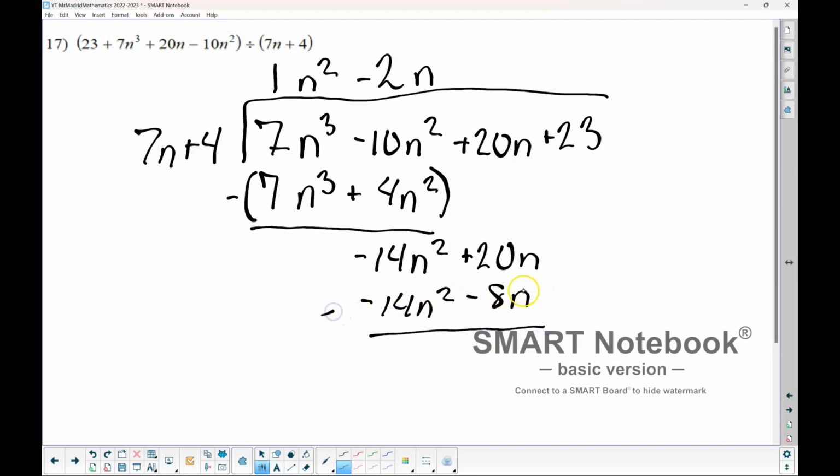And I have to subtract this whole thing. This cancels. This is 20 plus 8, so that's 28n. And I bring down this last one, 23. So the question is, how many times does 7n go into 28n? If you were thinking 4, good. So this times this gives us 28n, and the 4 times 4 is 16.